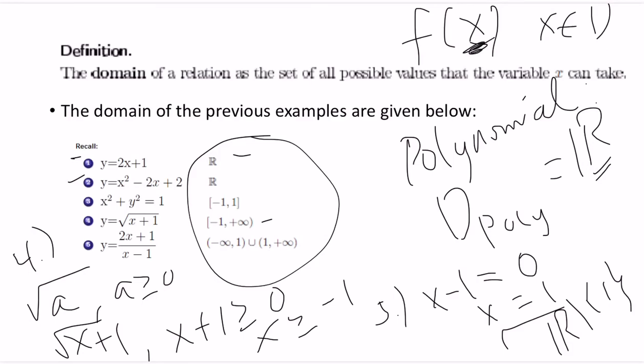In interval form, we have from -infinity to 1, with a parenthesis; we cannot use a bracket because 1 is not included. Union 1 to positive infinity.